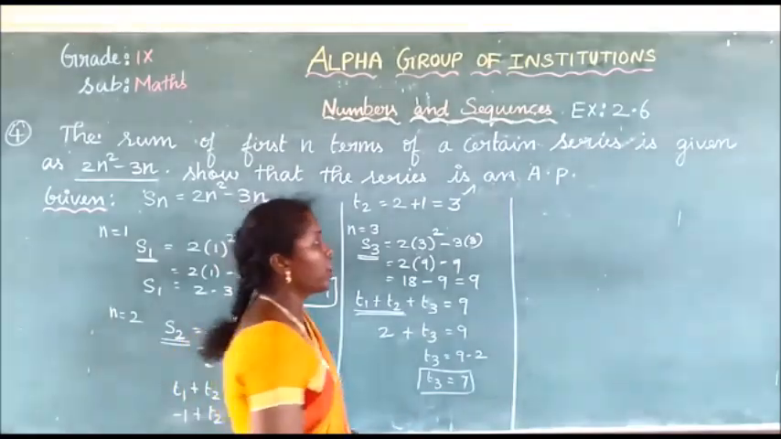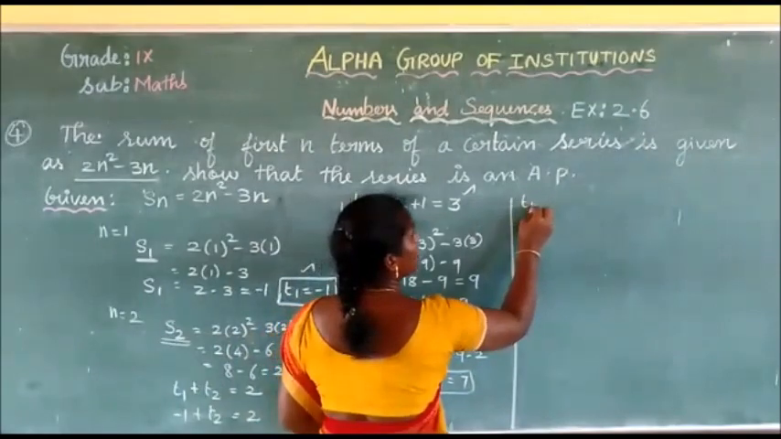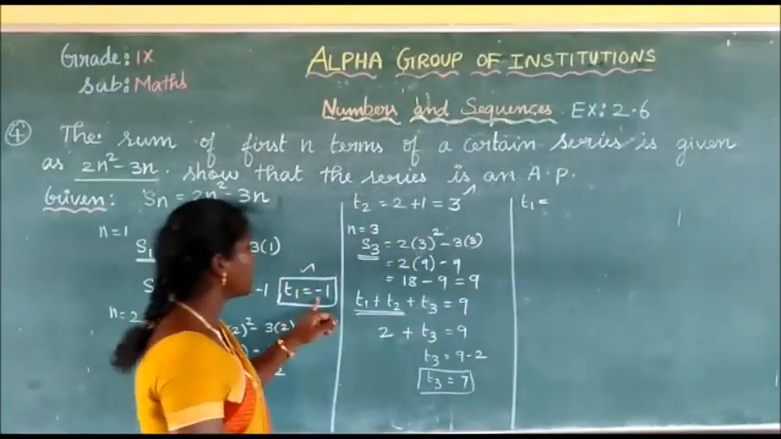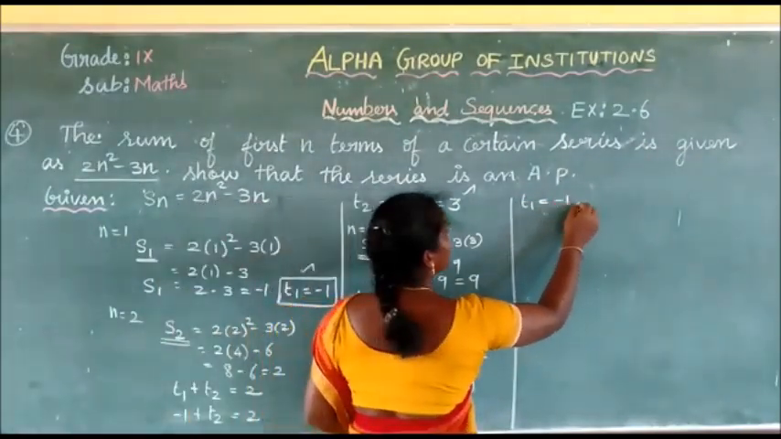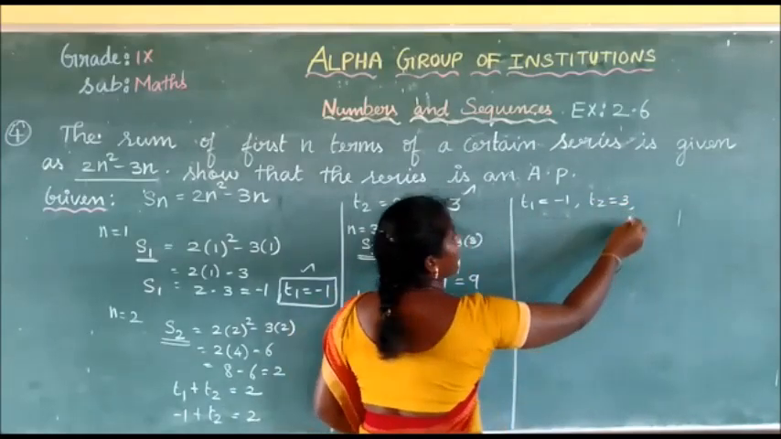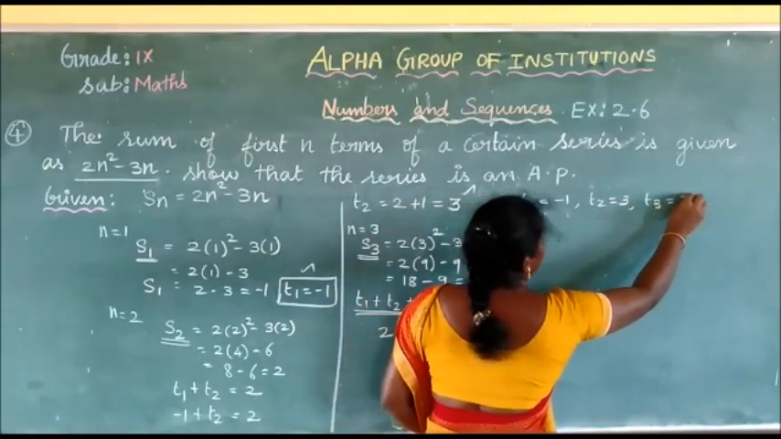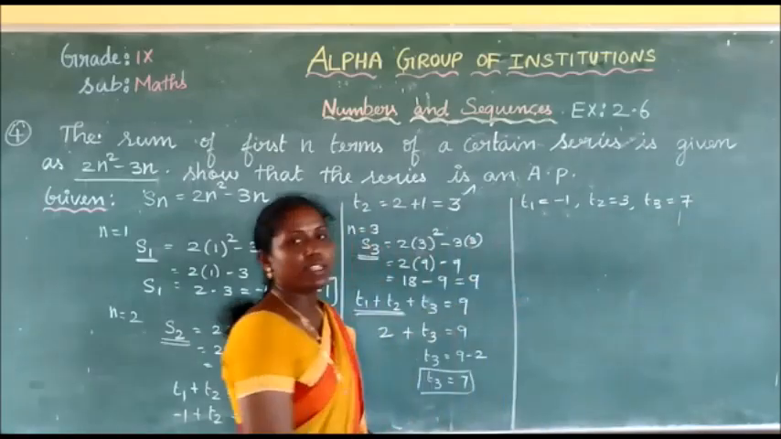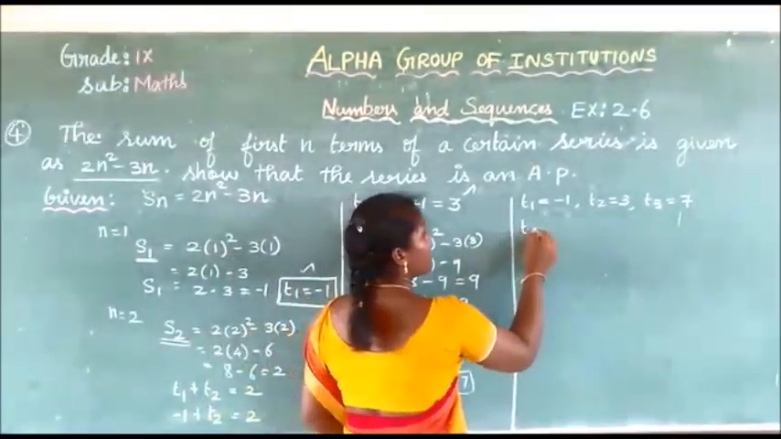Shall we check? Now first check with the, what is the T1? Write the answer first. T1, what is the T1? Minus 1. T2 is equal to 3 and T3 is equal to 7. We got the 3 terms. First check for first 2 terms.